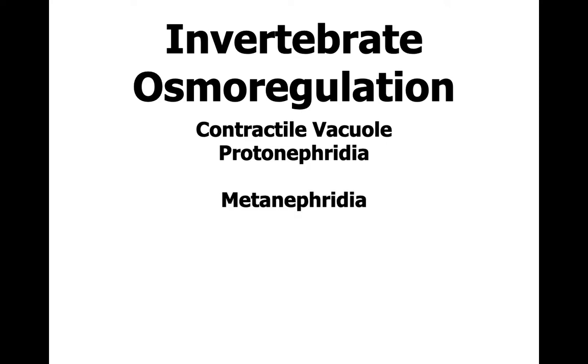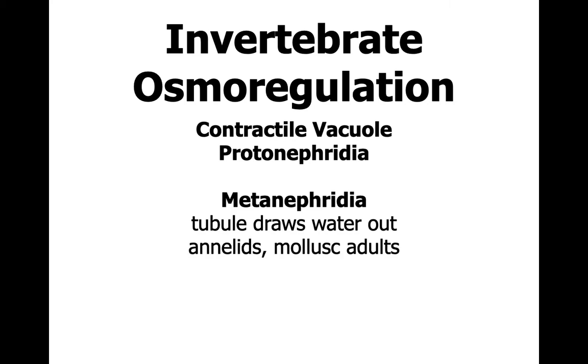Another mechanism is through metanephridia. So metanephridia are a little more complicated than protonephridia. These are tubules that will draw water out of their bodies. And there are some annelids that have metanephridia, and most molluscan adults take advantage of this.